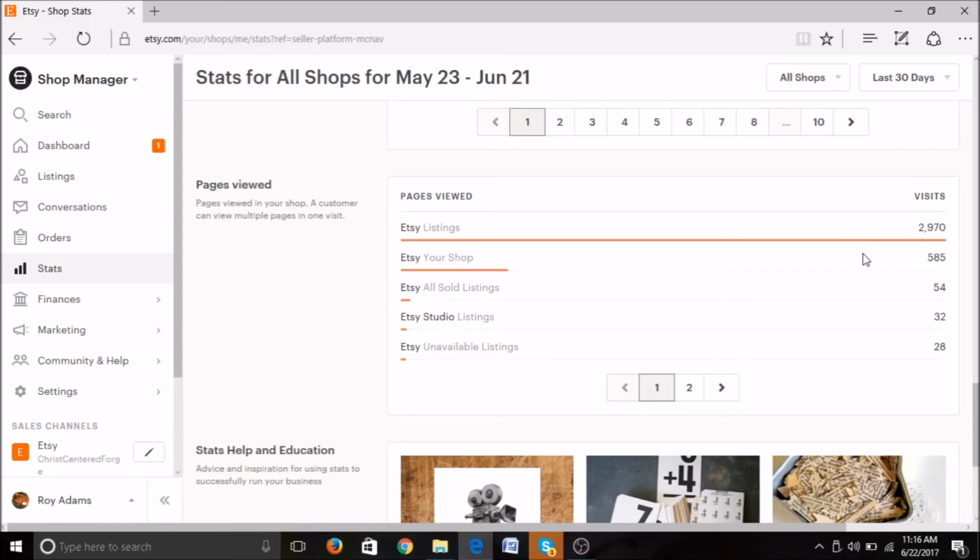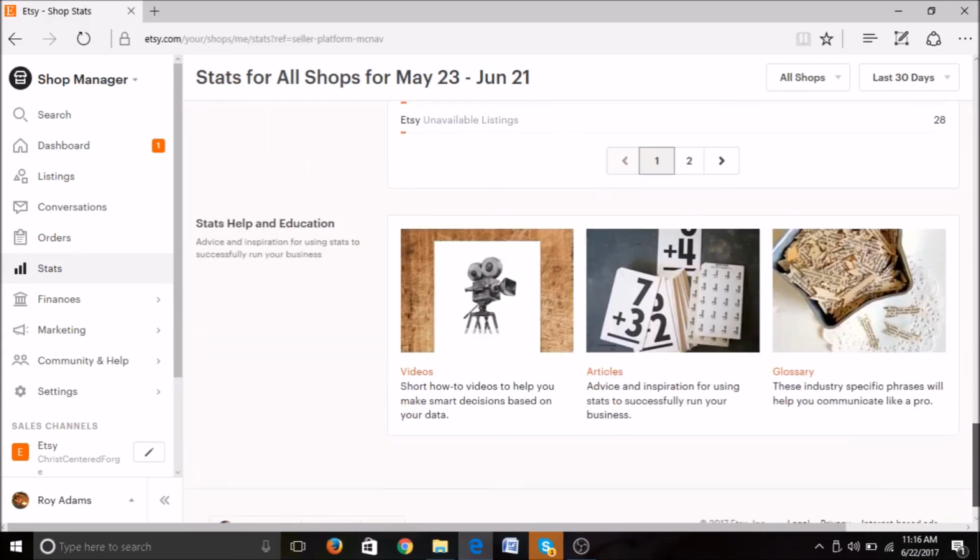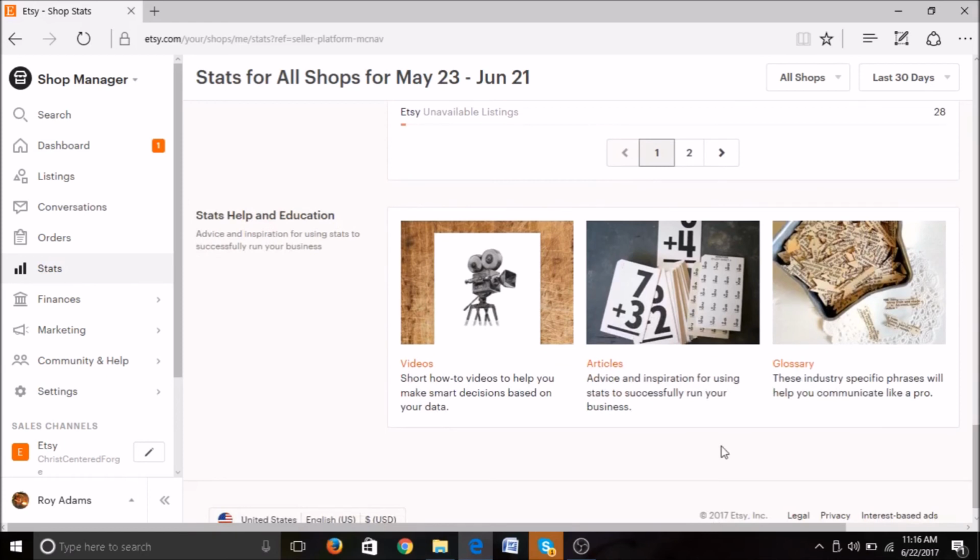2,970 of our visits were on the listing specifically, followed underneath that by our Etsy shop, which is where they can see a whole bunch of your items at once, kind of an overview thing. Then third item down is Etsy all sold listings. 54 people went and was looking at what we've sold in the past, followed by Etsy Studio and Etsy. It's unavailable on those last 28.